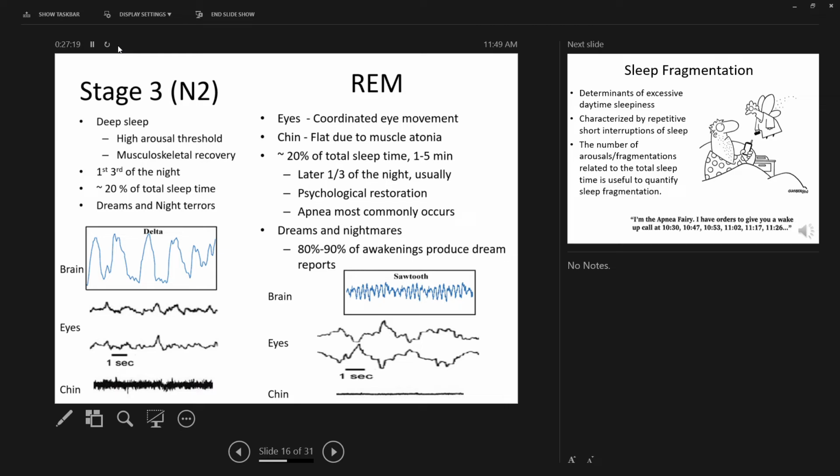REM takes up about 20% of total sleep time, and it lasts about 1 to 5 minutes. And it occurs more frequently in the latter third of the night, usually.